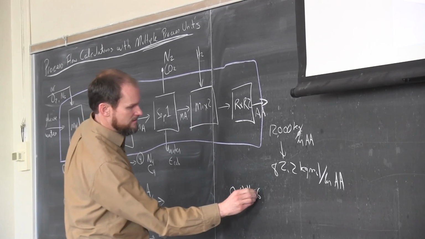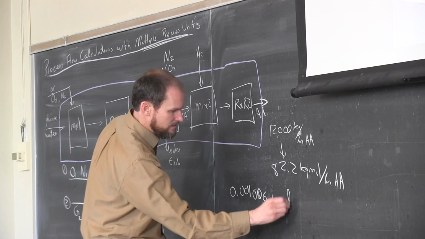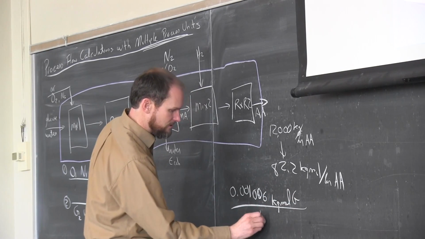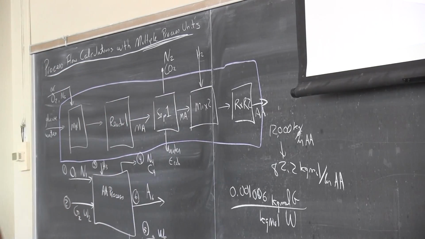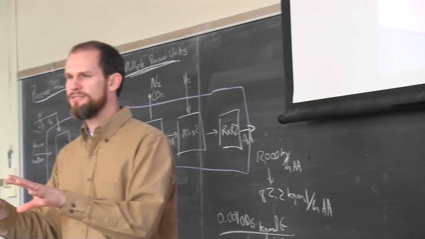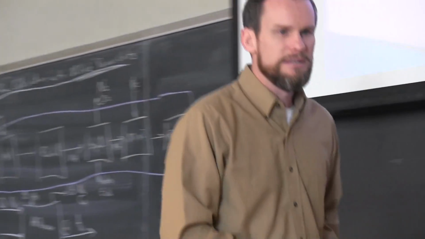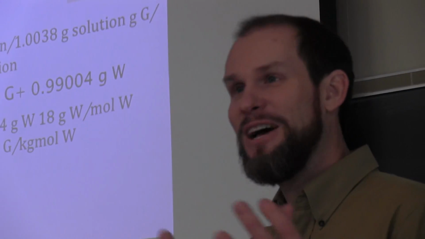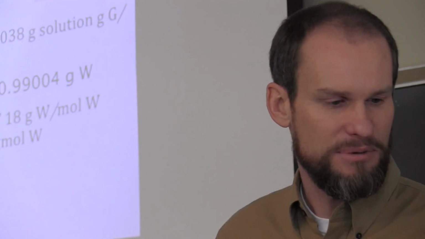0.00106 kilogram moles glucose per kilogram mole of water. You guys can do these, right? This was like week 2, we did a bunch of these conversions. So this will come, as you saw in the problems last week, this just comes as part of the problem. So they'll be embedded in the problems, probably also in the exam.